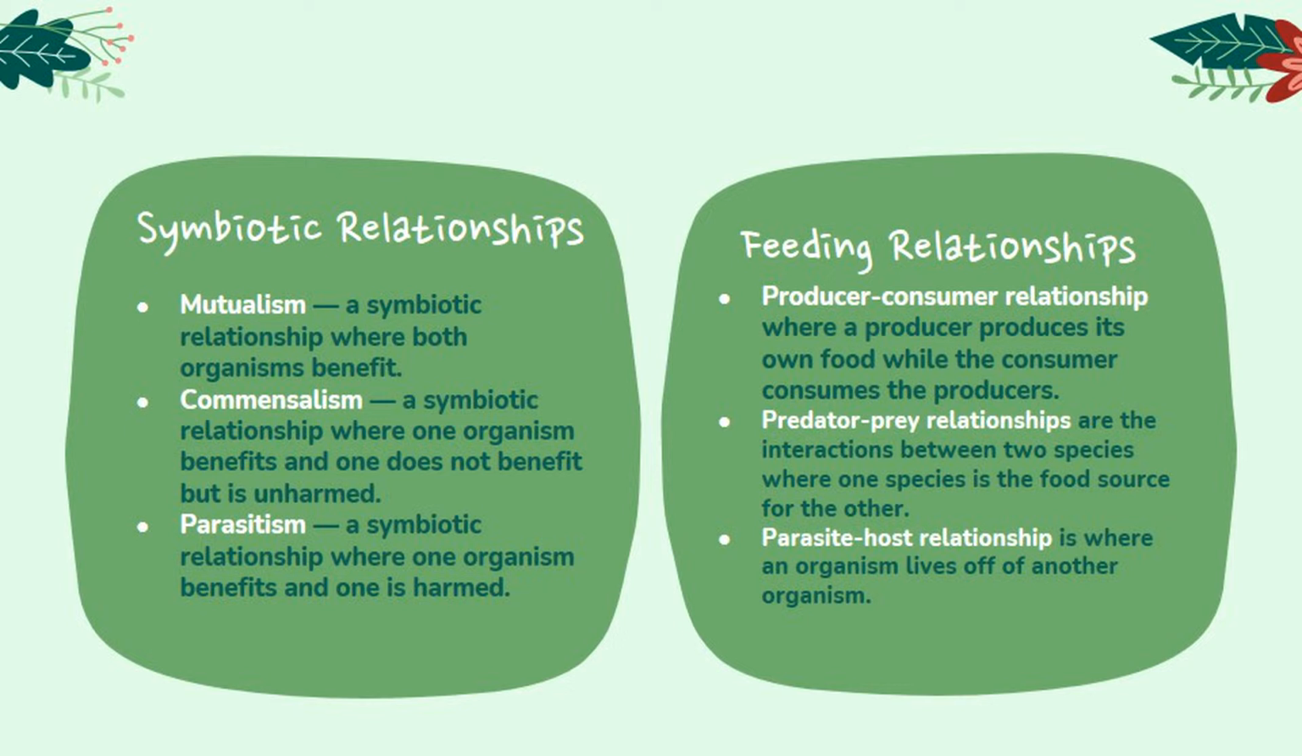parties involved. First is mutualism, a symbiotic relationship where both organisms benefit. Second is commensalism, a symbiotic relationship where one organism benefits and one does not benefit but is unharmed. And third is parasitism, a symbiotic relationship where one organism benefits and one is harmed. Interactions between species are inevitable because they are required for survival.